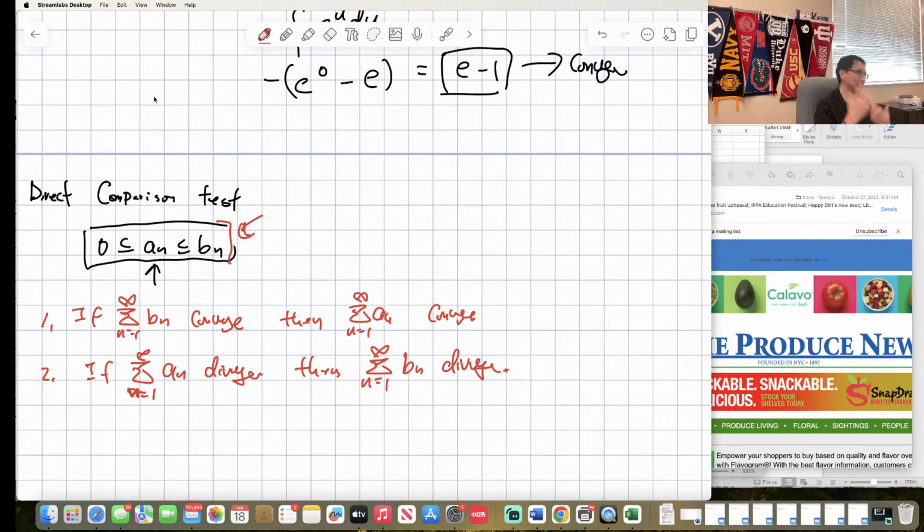Does it go the other way? Like if you know Bn diverges, then An can converge or diverge, because we don't know how much it's greater than or less than. Yes, it doesn't go the other way. That's a great question. If the outside is big, we don't know if the inside is big. But if the inside is big, then the outside is big.